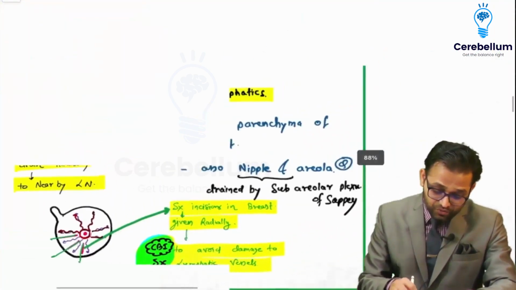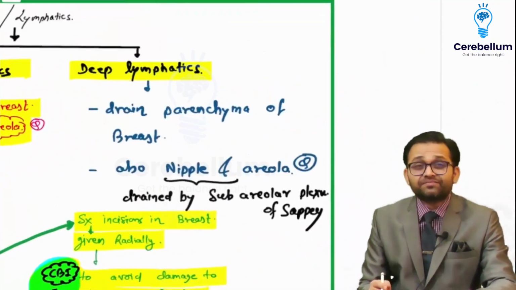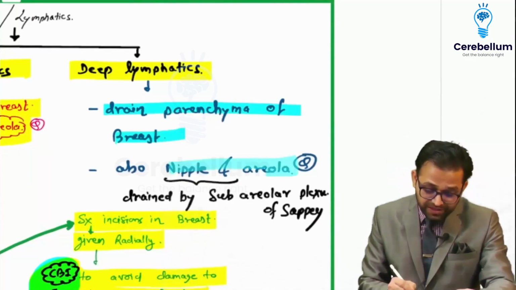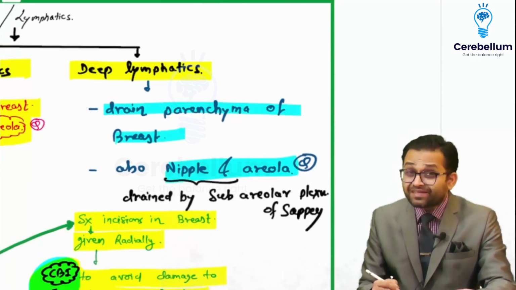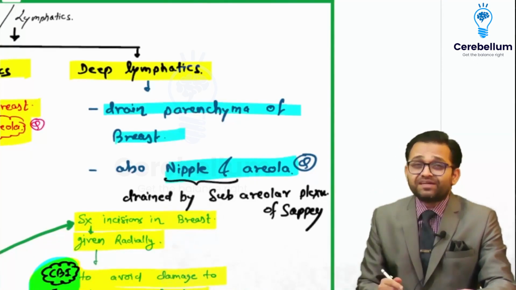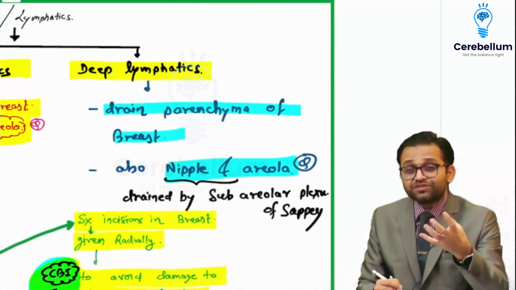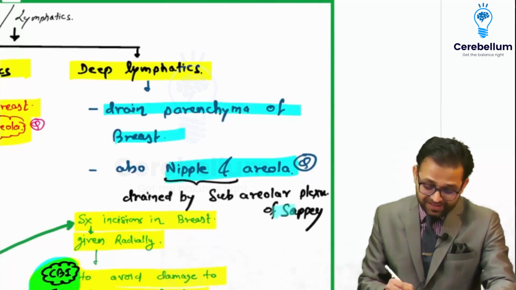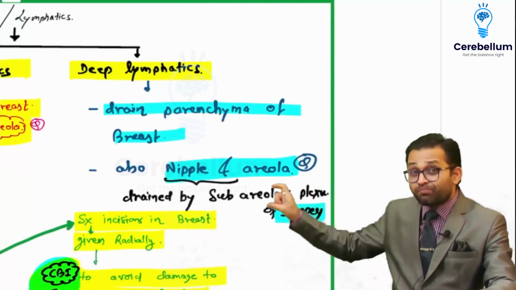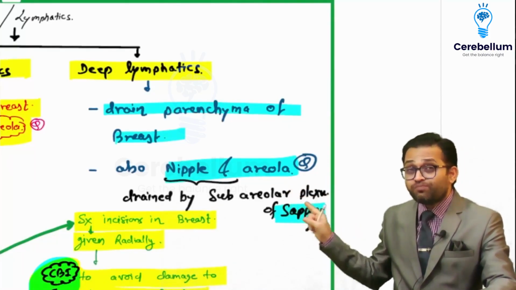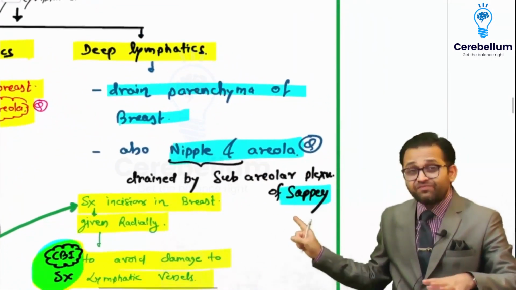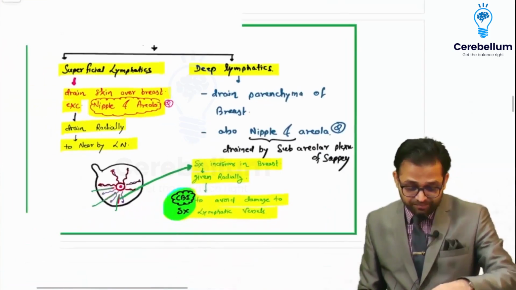Okay, now look here, sir. Deep lymphatics drain the parenchyma of the breast, the deeper part, and also the nipple and areola. So these are drained by what? These are drained by the deep lymphatics described by one anatomist who studied it, Sappey. So your answer is the subareolar plexus of Sappey. These are present below the areola. That's why it is the subareolar plexus of Sappey. So the nipple and areola are drained by, remember, the deep lymphatics, the subareolar plexus of Sappey.